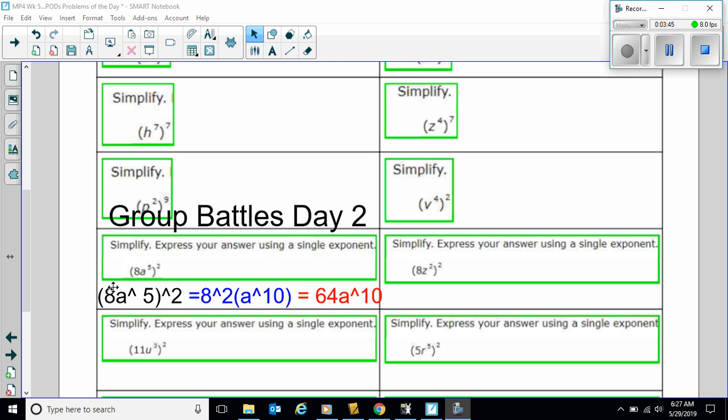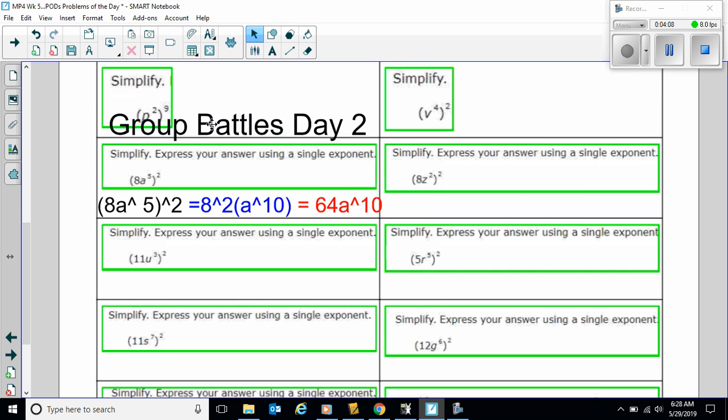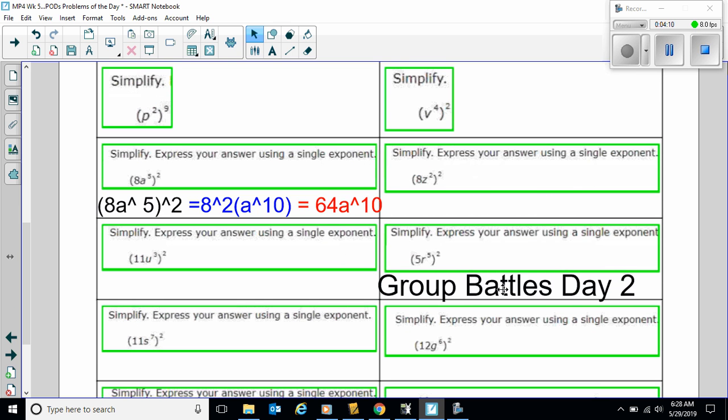So I take that invisible 1, multiply it by 2, I get 2. I take the 5 over the a, multiply that by 2, and I get 10. That's sort of straightforward. We just need to take that 8 and multiply it by itself to get our 64. Not a tough problem, but it is something that if you have not seen before, it could get you banged up. Let's consider the next problem here.